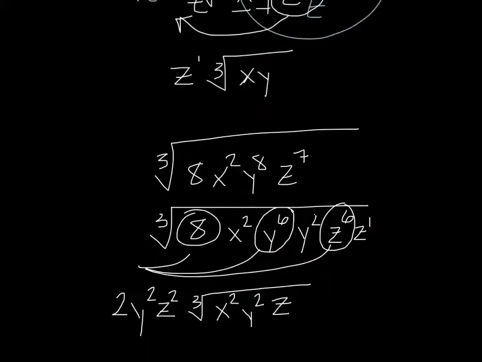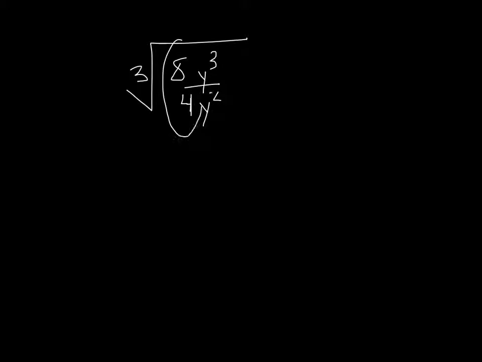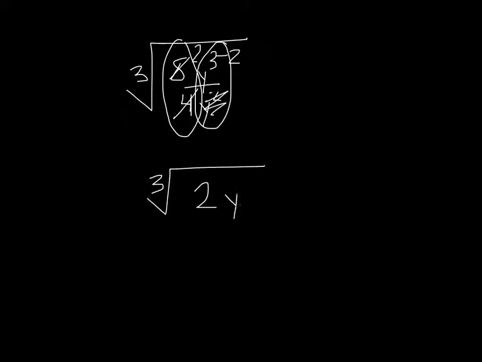Okay, if you were given a crazy fraction inside the root, so let's say you had the cube root of 8y cubed over 4y squared, what you first want to do is simplify inside the root first. So 8 and 4 can simplify, 4 goes into 8 twice. And then also we can subtract exponents here, 3 minus 2. So now I have the cube root of 2, and then 3 minus 2 is y to the 1. And I can't do any cube roots there, so that's going to be my answer.